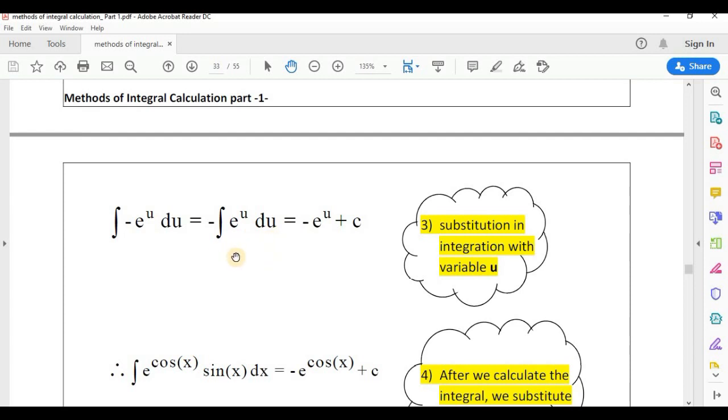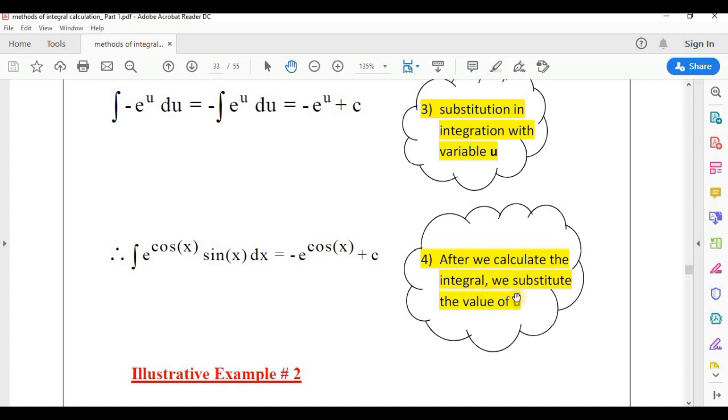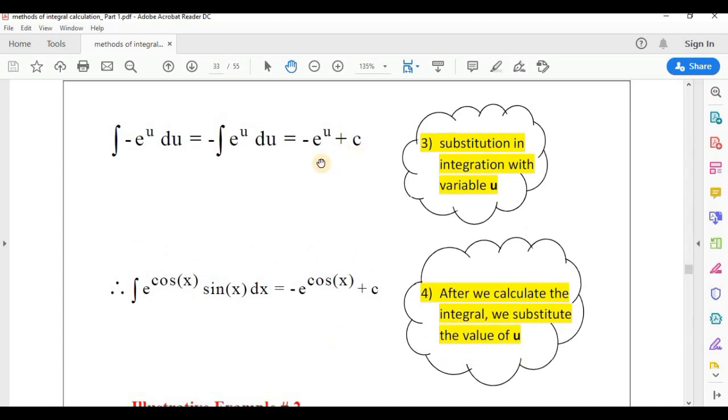And how will we get the integral for this one? As we learned from the previous lectures, the result of the integral of the exponential function, keeping the negative sign as it is, is e to the power u plus the constant. The fourth step, after we calculate the integral, we substitute the value of u. We already found the integral, so now we will substitute the value of u.